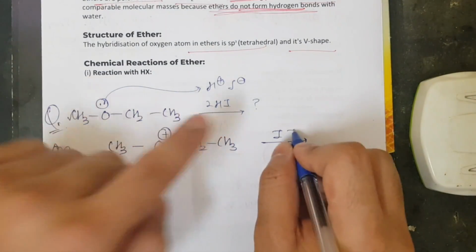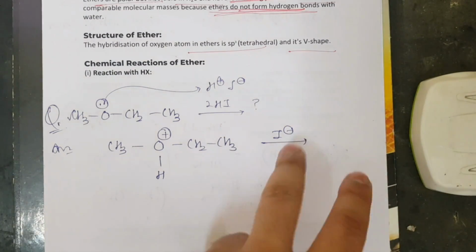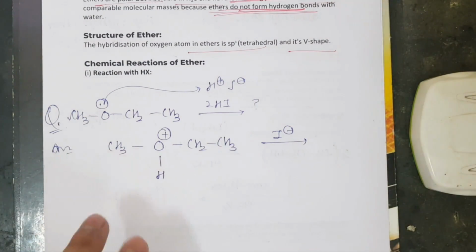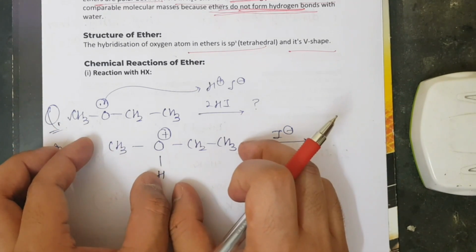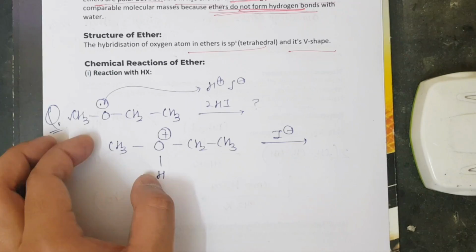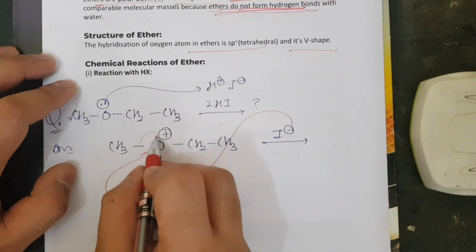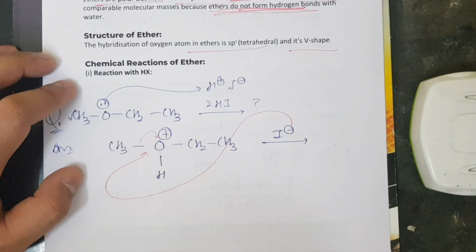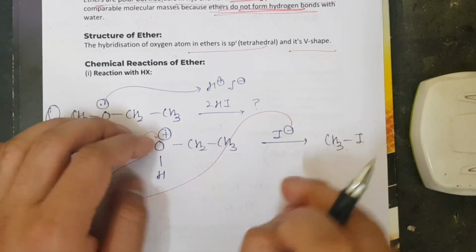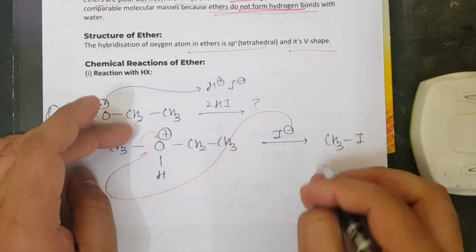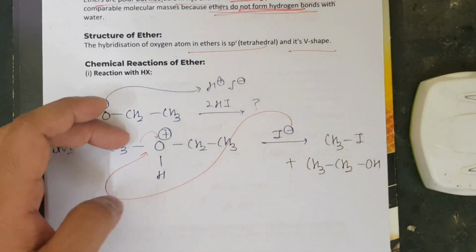Now we have I minus which is also present. I minus is a bulky group that would like to attack from the position which is less bulky. So the left hand side is less bulky, because it is only a CH3. So it will go attack from here. This bond will move here. So I'll get the CH3I formation here, and here I'll get CH3CH2OH. So CH3CH2OH will be formed.